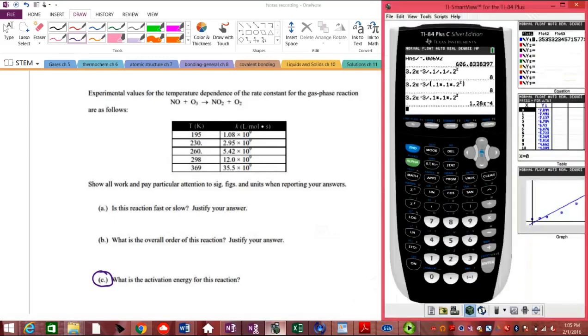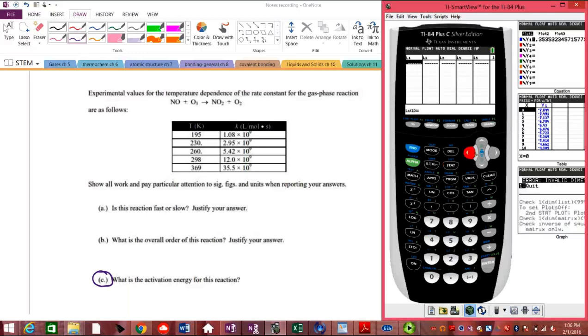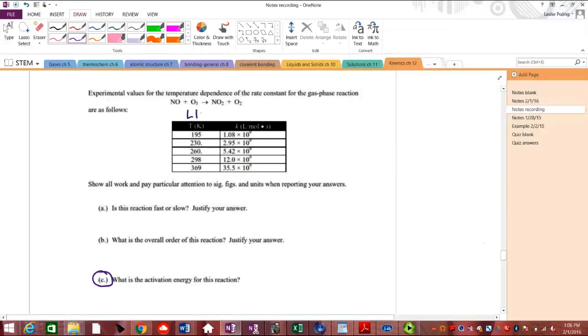So we need our calculator. We want to clear all of our lists. Okay. Now we're going to go into Stat and Edit. And in L1, we want to put our temperature. And if this was not already in Kelvin, you would have to convert it to Kelvin, but this is already Kelvin. Okay, so that is list 1.